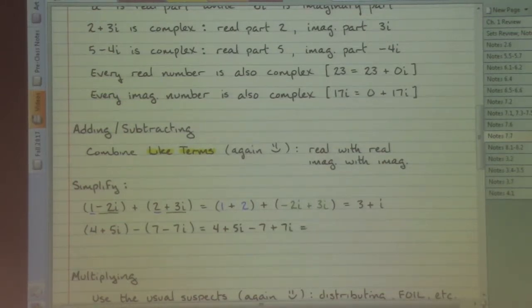Our real parts are a 4 and a minus 7. Those will come together and give us a minus 3. Our imaginary parts are a plus 5i and a plus 7i. Those will come together to give us a plus 12i, and there is our answer.